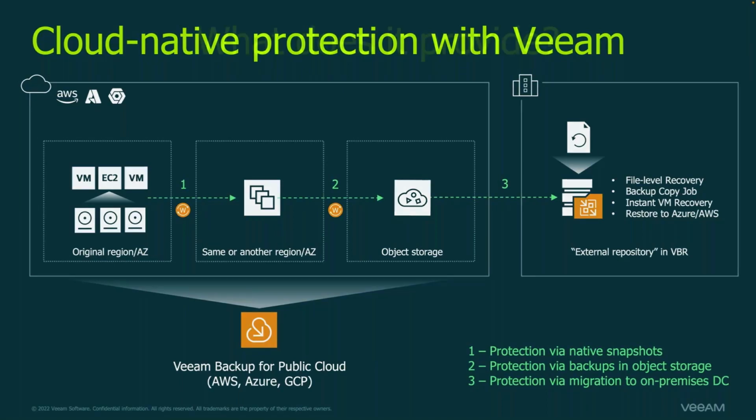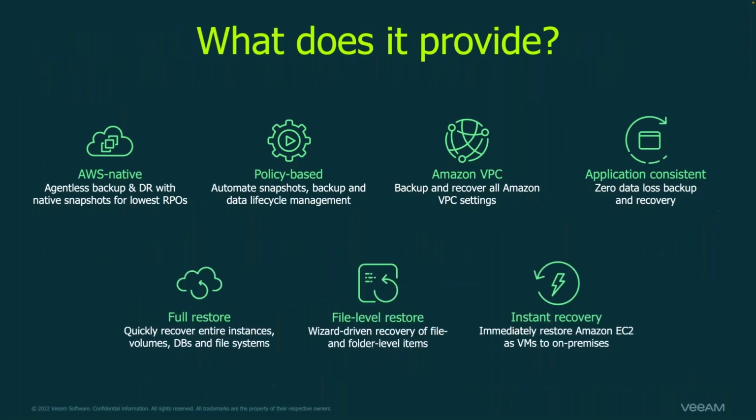So what does it entail in Veeam Backup for AWS? It's cloud native, definitely. AWS native means agentless backup and DR with native snapshots for the lowest RPOs. Next is policy-based, to help you automate your snapshots, your backup, and the data lifecycle management of your backup data sets. Of course, the other thing is the capability to protect your VPC, backing up your Amazon VPC so that you can restore all your Amazon VPC settings to another region of your choice.